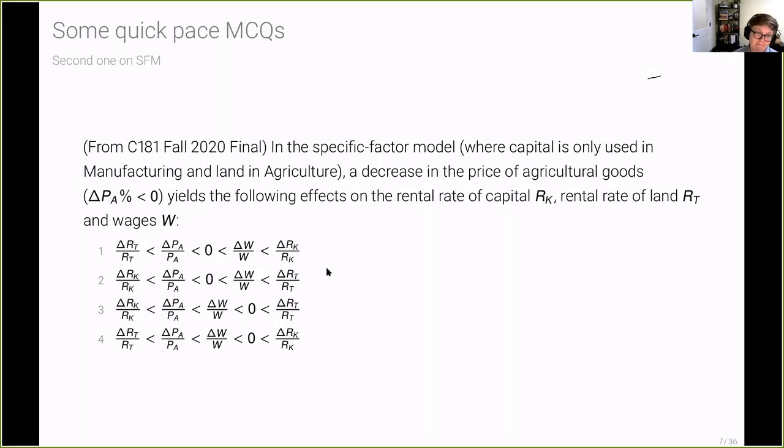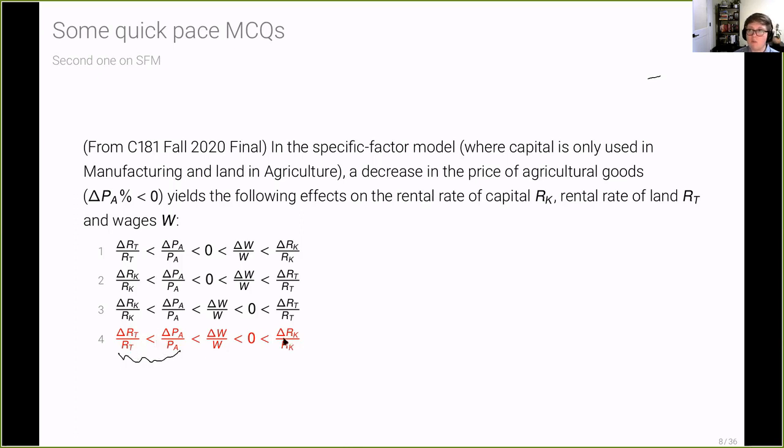Well, the correct answer is 4, and the reason is that if we assume that the price of agriculture is less than 0, then we know that the factor that's used in the production of agriculture must be losing out by more, in terms of absolute value, than that change in prices. And so RT must be the one that's losing out more than the decrease in the price of agriculture. So we know that this part is true.